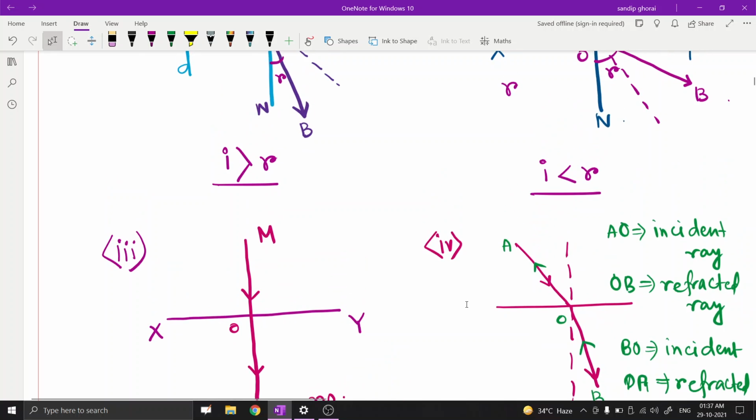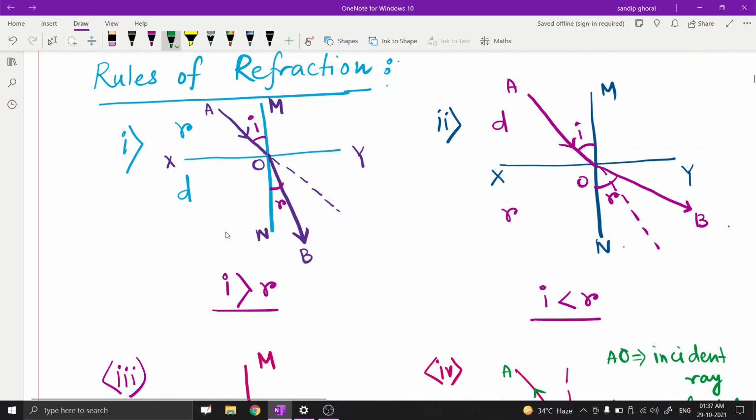Okay, you have to know first, for the first rule, I is greater than R. Here, what is the deviation angle? Actually, the angle by which the incident ray is deviated after refraction. That means this is the deviation angle for the first figure, delta, which is equal to I minus R.